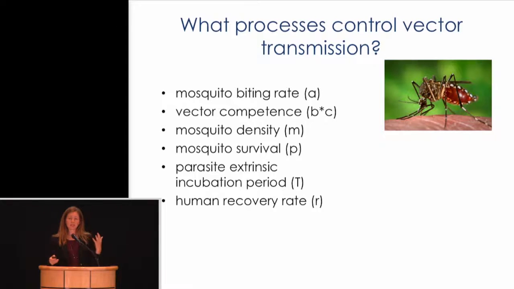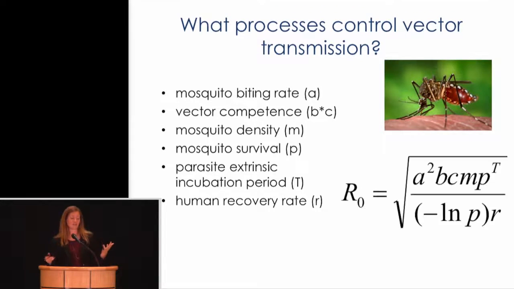So there are some really classic mathematical models. I'm going to introduce you to one right here. This is a formula for R0 that basically describes the invasion growth rate of a disease into a novel population, which is essentially what happened here in the Americas with Zika recently.